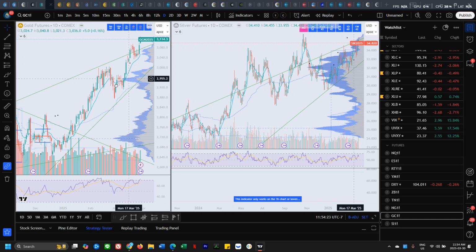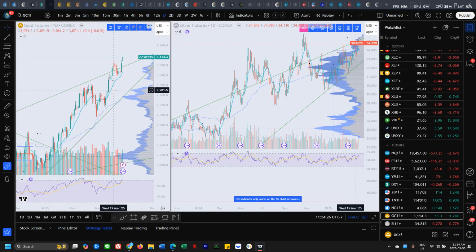All right, let's take a look at gold and silver. All right, so it looks like it broke out.